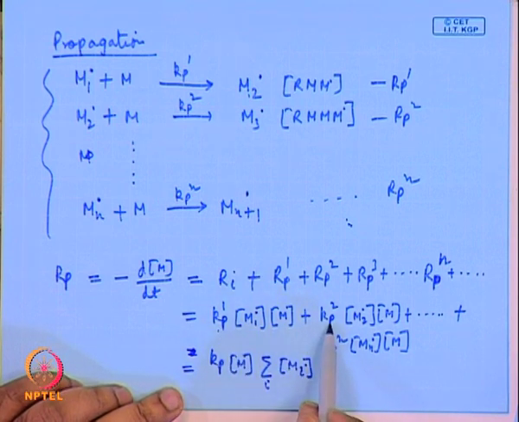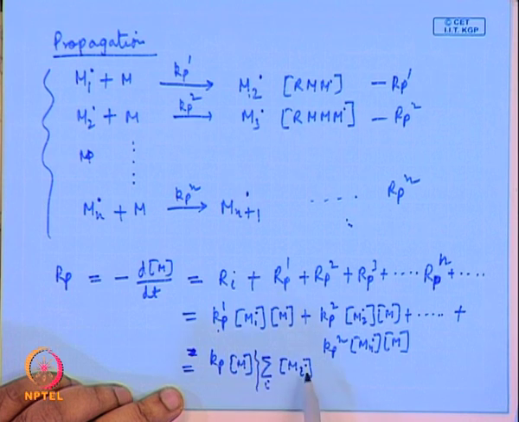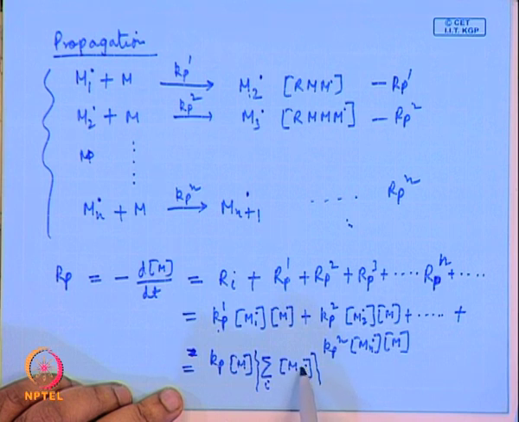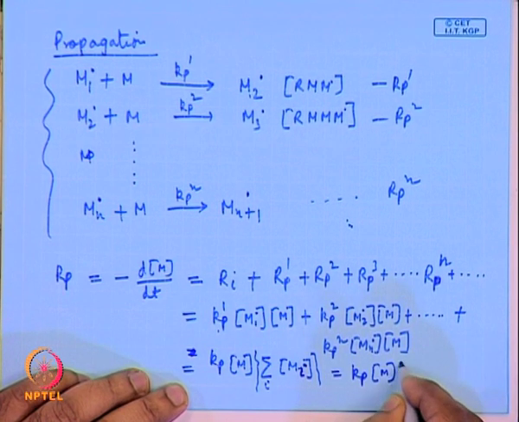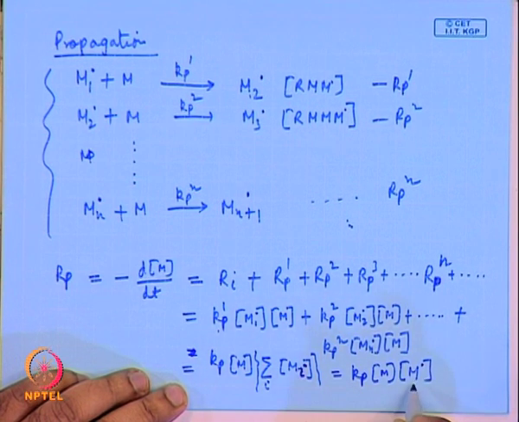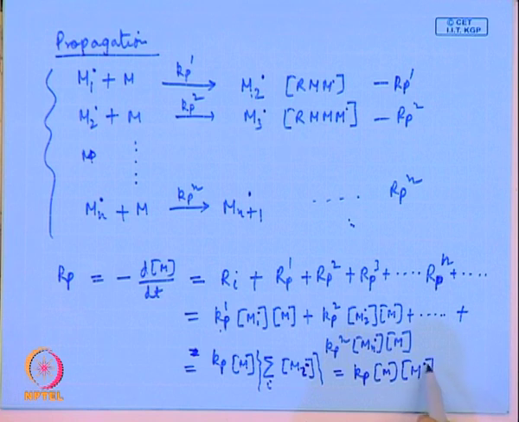So, these are all the same: Kp1, Kp2, Kpn. So, I can take it out, and then m is present everywhere. So, m is also taken out, and a summation of all the other terms m1 dot, m2 dot, m3 dot, is the total radical concentration, M dot. So, this term I can simply write as Kp m, M dot. I am just writing this M dot. This is the summation of the concentration of all the propagating radicals present in the reaction medium.